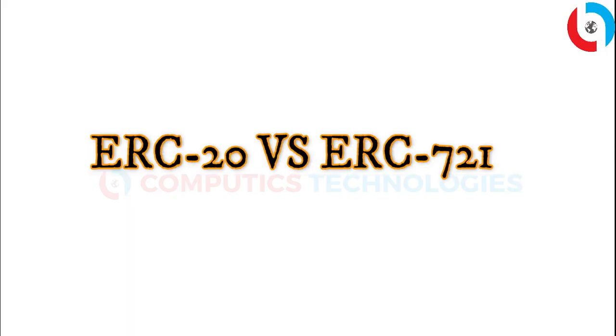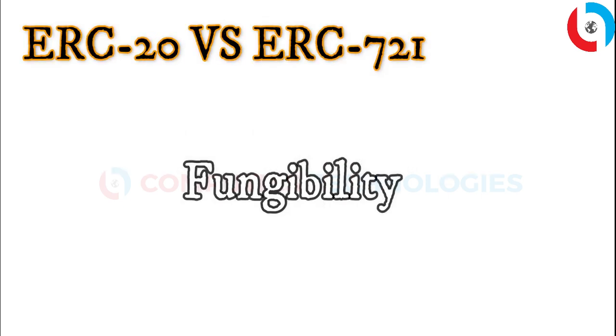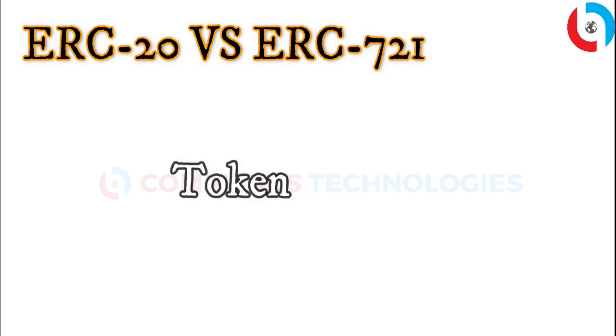The major differences between ERC20 and ERC721 are: Fungibility. First and foremost, ERC20 tokens are fungible in nature. There's nothing like a token ID. ERC721 tokens are non-fungible in nature. Each NFT has a uint256 variable known as token ID. Token identity. In ERC20, no KYC verification is required. In ERC721, KYC verification is inbuilt.